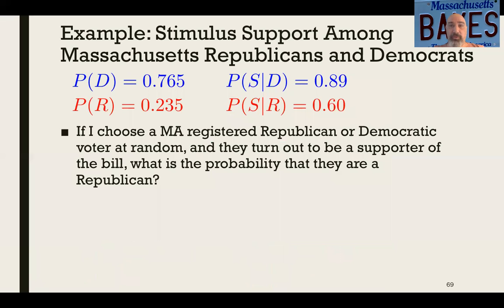And now the question is, if I choose a Massachusetts registered Republican or Democrat voter at random, and I don't know whether they're a Republican or Democrat, I just know that I'm drawing at random from the general population of all of those Republican and Democrat voters. And if they turn out to be a supporter of the bill, so if it is now known that S is true, right?